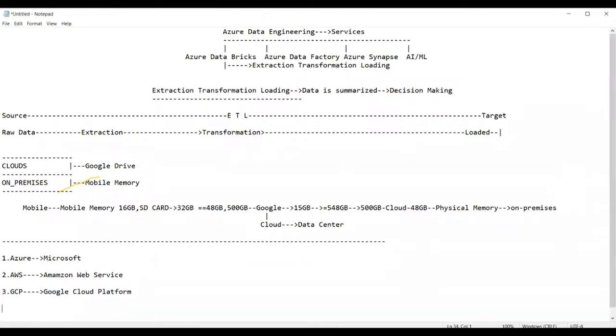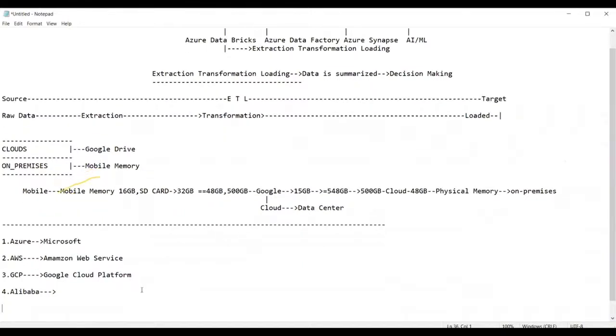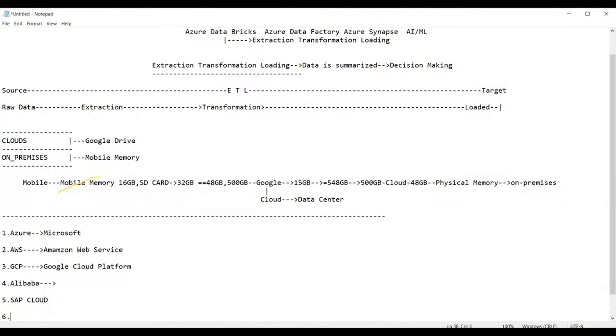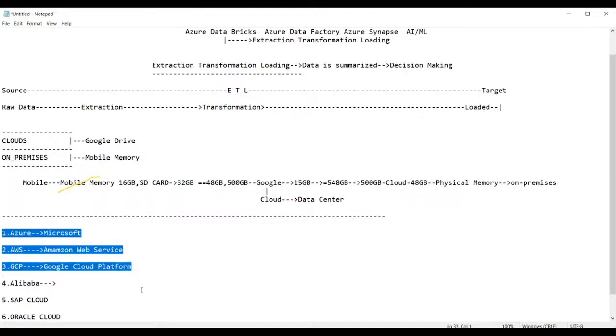Then we have Alibaba, a China-based cloud provider. Then we have SAP Cloud, and likewise Oracle Cloud, etc. These are all cloud providers, but the market leaders are the first three, and number one in providing cloud services is Azure.